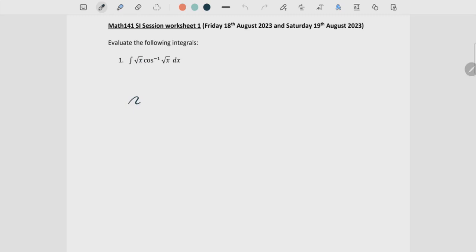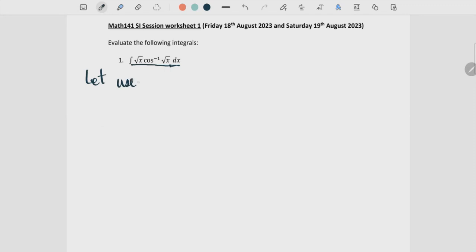So what we'll do is we'll start with the first question here, and it's looking at the integral, right? So we're looking at the integral of the square root of x times cos inverse of the square root of x. This is the type of integral that, as you can see, is not particularly easy to solve using the other methods that we know of. So that's where integration by parts comes in.